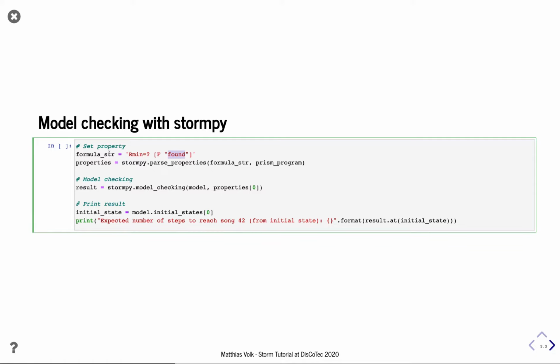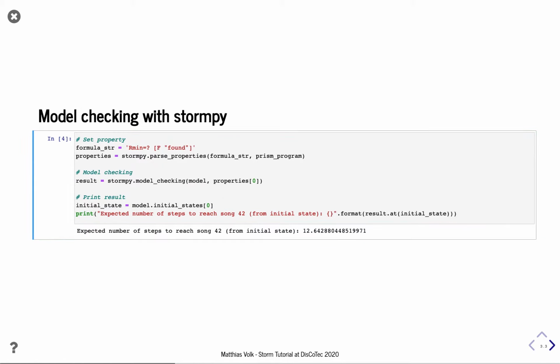We input this as a string, and then we use Stormpy to parse this as an actual property as a data structure Storm understands. And then we can just do the model checking where we give the model and the property, and then Storm does automatically the model checking, and then we get the result out of that. And then we can output the result at the initial state, and then we can see the expected number of steps to reach our song is a little bit over 12 steps.